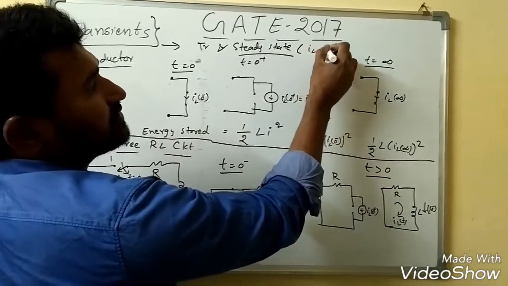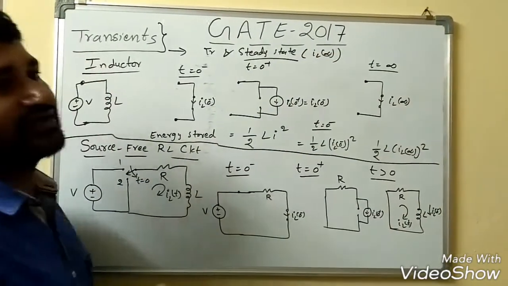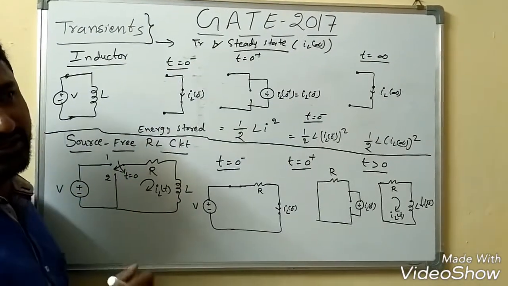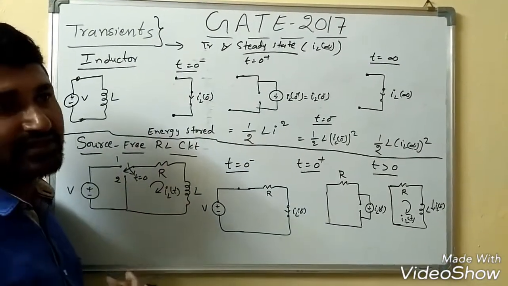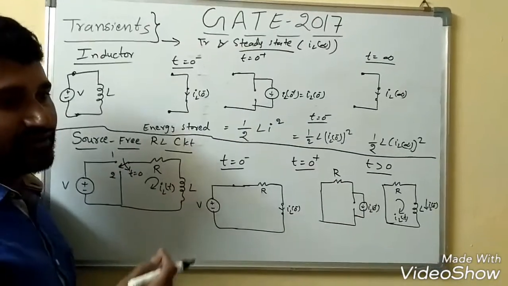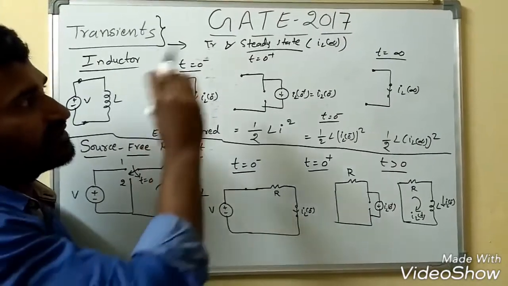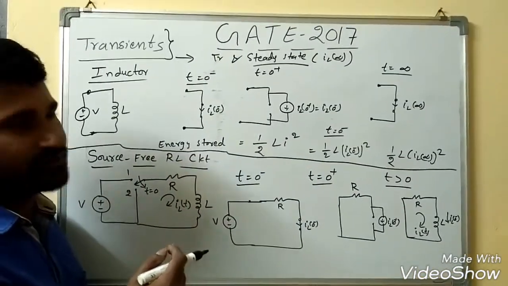That is generally we take it as IL of infinity, right? So transient state as well as steady state. Transient state is like an uncertainty state. The steady state is the final state, or it is called a stable state, right? At the stable state we will have finite values.